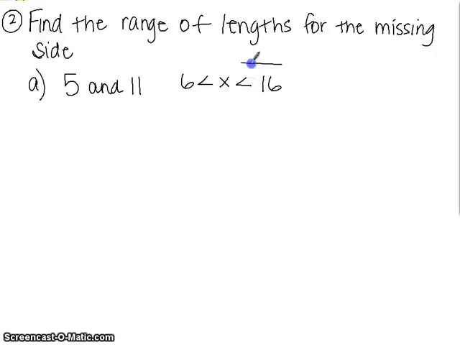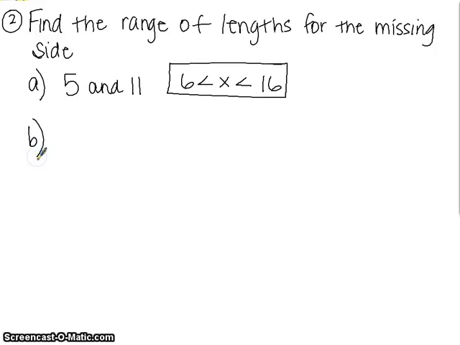So x has to lie, x meaning the missing side. X has to lie between 6 and 16. It can't be equal to 6 or equal to 16. It has to lie in between there. Okay, so that way we've accounted for all the possible decimals, all the possible whole numbers, all the possible fractions.